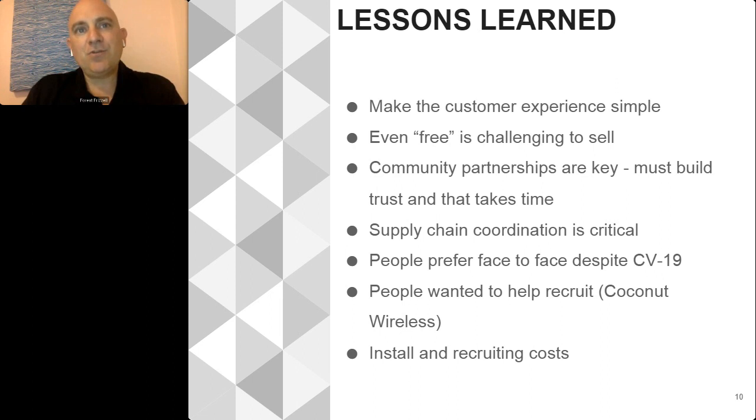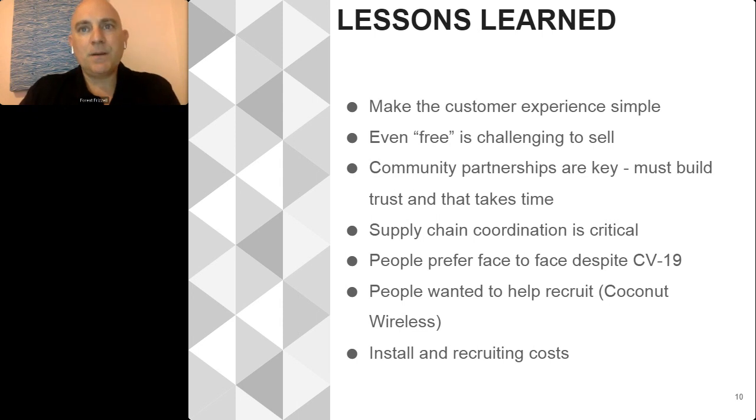Supply chain coordination is also critical. So an example here, part of our offering was a rebatable appliance swap out. But due to COVID-19 supply chain interruptions, we've had to put that offering into a later phase. And so we're actually looking at probably April for that. And when it comes down to it, people just want face-to-face conversations.